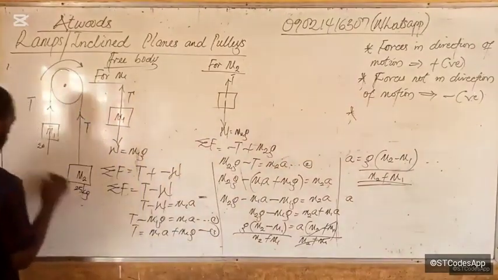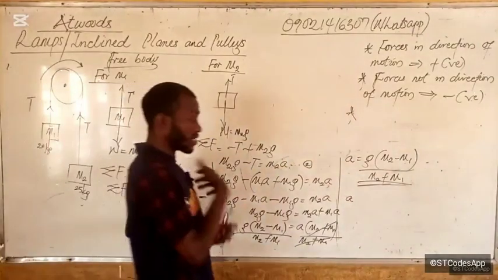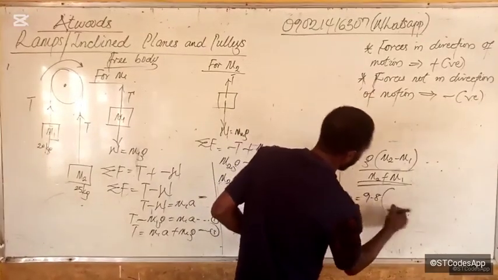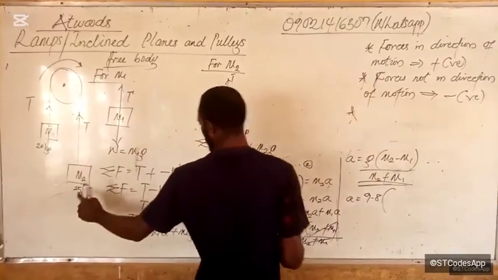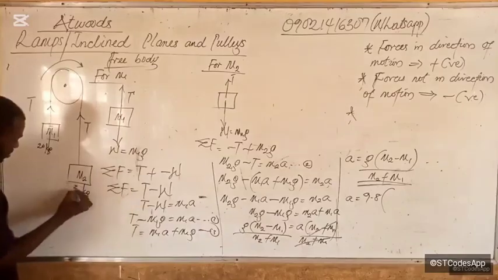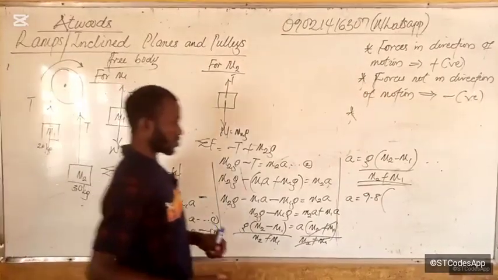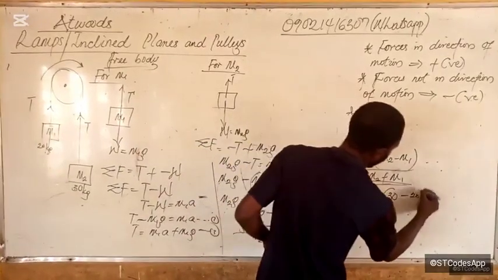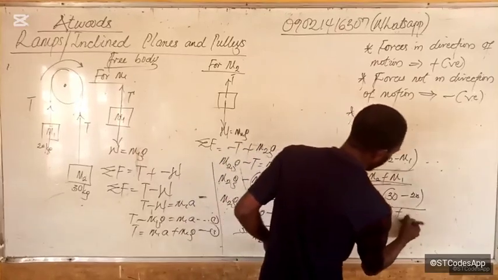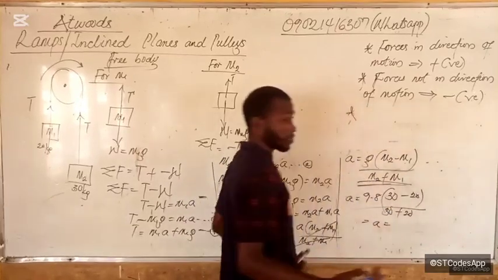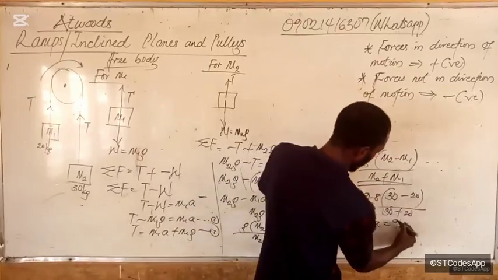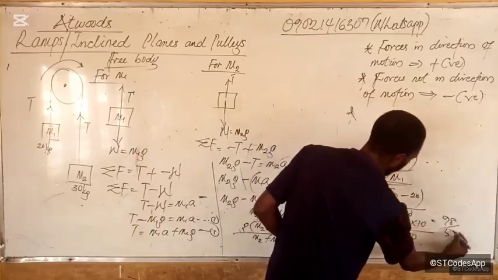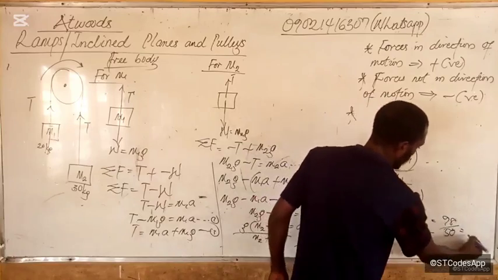Let's put their units. So for a question like that, it means that a will be equal to g, g is 9.8, into bracket m2. Let's make this 30, I like to work with numbers with zeros. So m2 as 30 minus m1 20, into bracket m2 30 plus 20. The numbers with zero will make the work simpler. So 9.8 times 10 into bracket 50. So we have 98 over 50, and that's approximately 2.